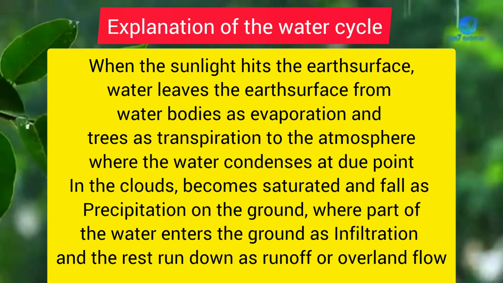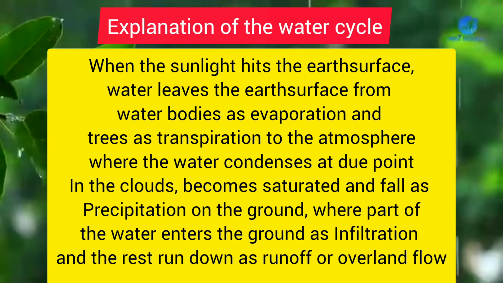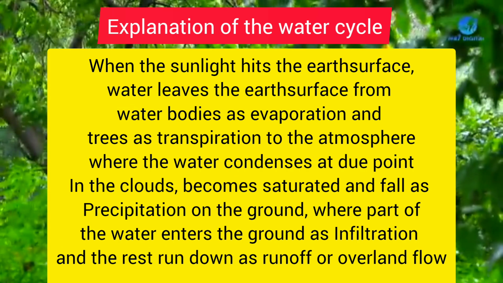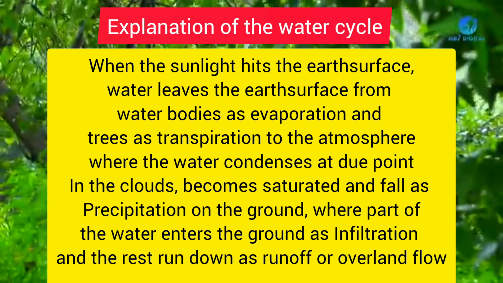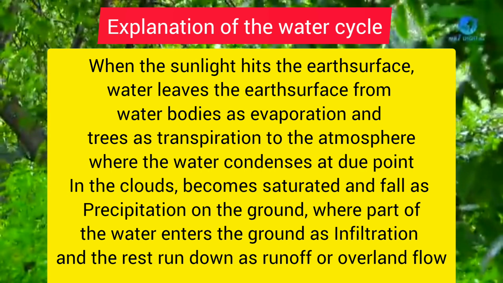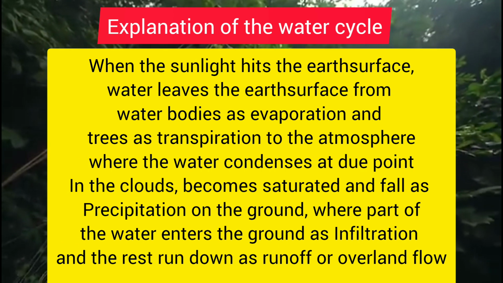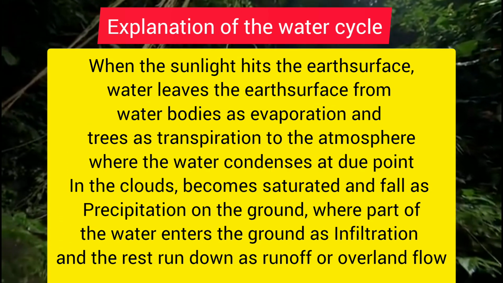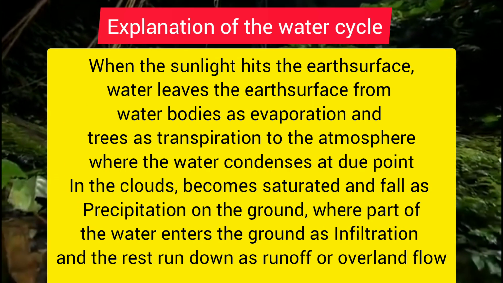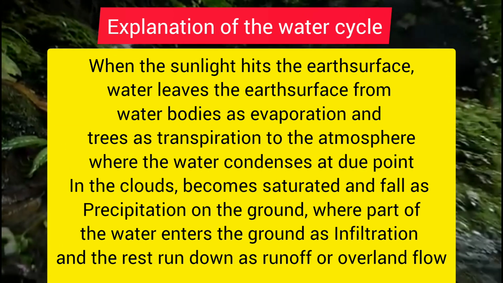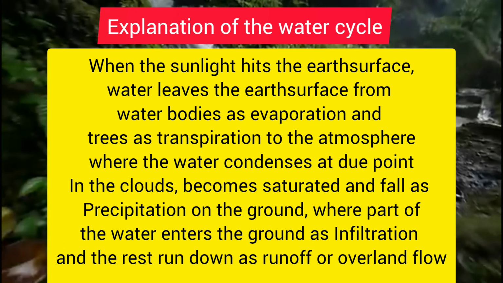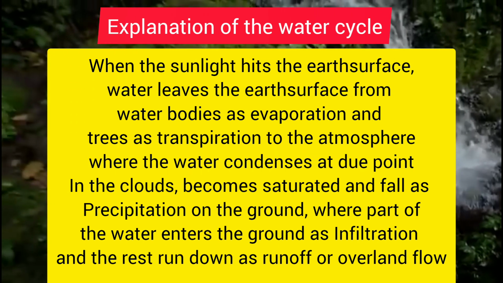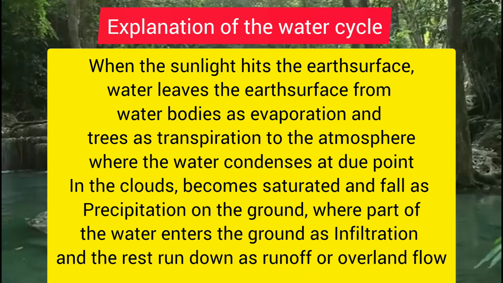Now, to explain an overview of the diagram, you say when the sunlight hits the earth's surface, water leaves the earth's surface as evaporation from water bodies and transpiration from trees to the atmosphere. As it reaches the atmosphere, in due point, the water in gaseous state condenses. As it condenses, the vapor changes to liquid, where the clouds become saturated and release water back to the earth's surface in the form of precipitation. Part of this water enters into the ground as infiltration, and the rest of the water runs down the land surface as overland flow or runoff. So that is a simple explanation.